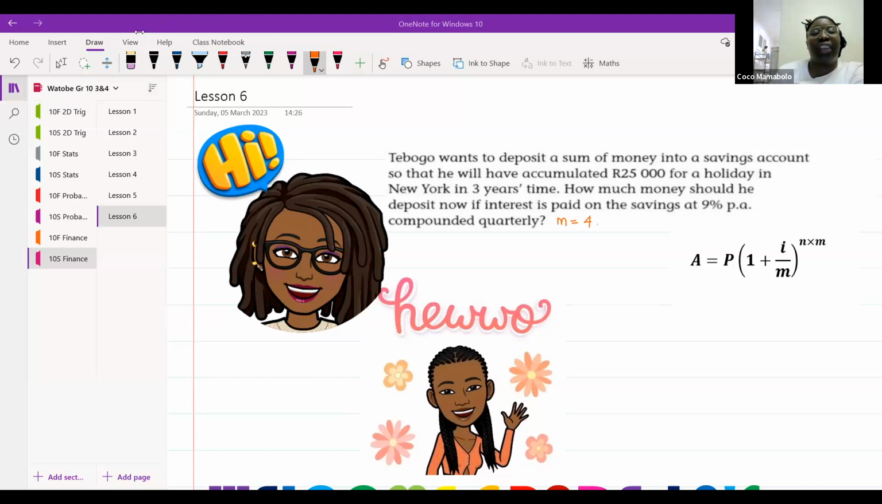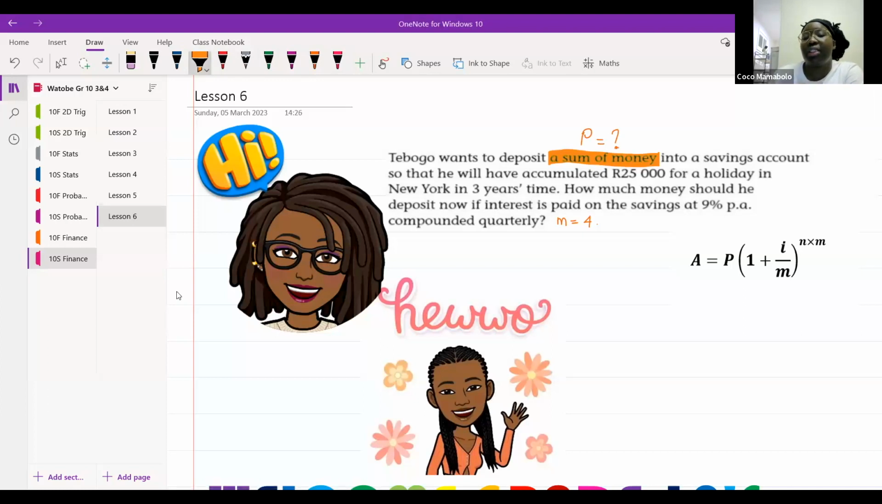Into answering this question over here. I'm going to read through it a bit slowly because we do need to understand the context here before we start answering the question. All right, it says here, Tibaka wants to deposit a sum of money. We don't know what that sum of money is. So we already know that we don't know what P is. So the thing we're actually calculating for is not A. We're going to be calculating P in this question.